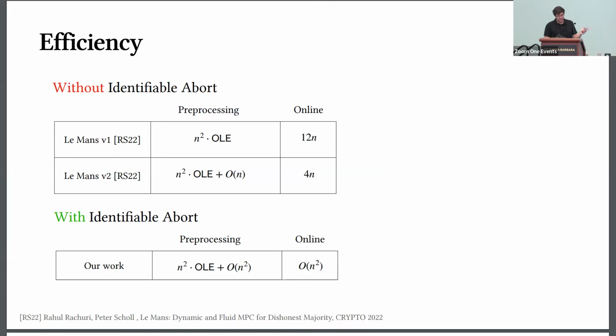Now, our pre-processing phase is the same as Le Mans, but it has an additional factor, which is to authenticate and check the triples. When it comes to the online phase, we use standard BDOZa, and it has authenticated triples and signatures added to messages, which will increase the cost by a factor of O(n).